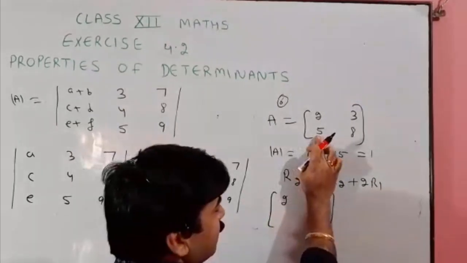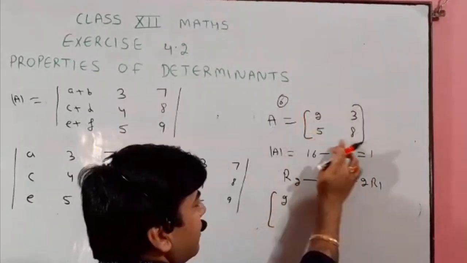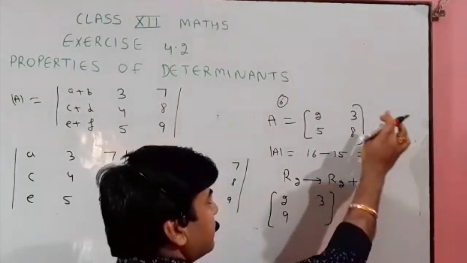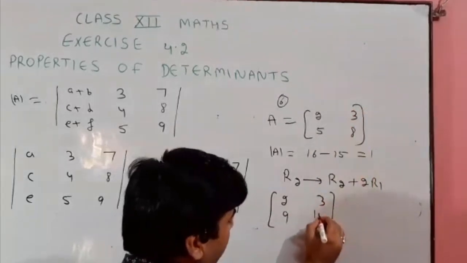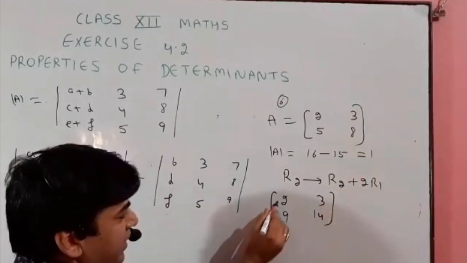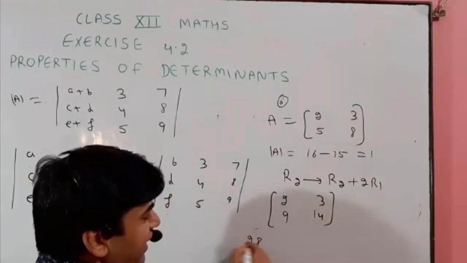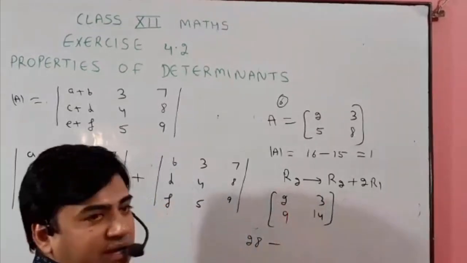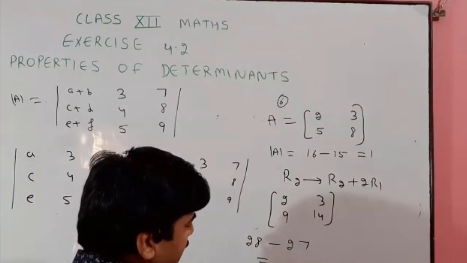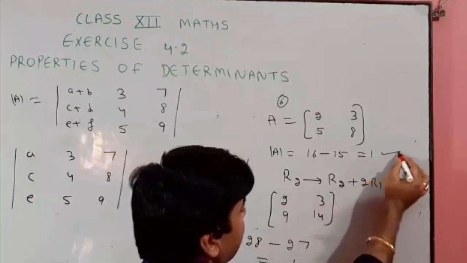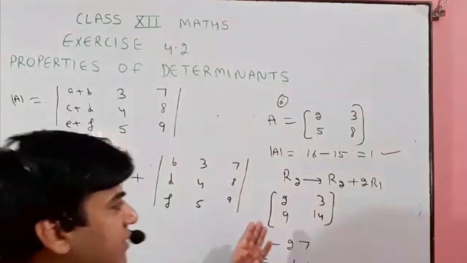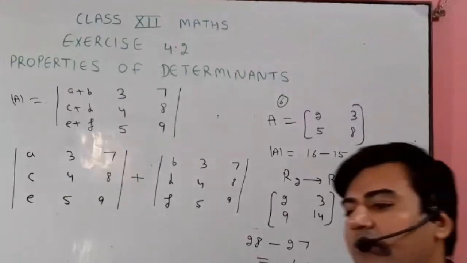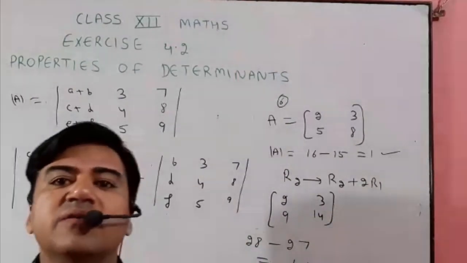So 5 will change to 5 plus 2 times 2, that is 5 plus 4, which is 9. 8 plus 2 times 3 means 8 plus 6, 14. Now find its determinant. Determinant is 2 times 14, 28, minus 9 times 3, 27. This is 1. You can see the result is the same. If you multiply a row by a constant then add it to any other row, the result will remain the same. This was your property number 6.